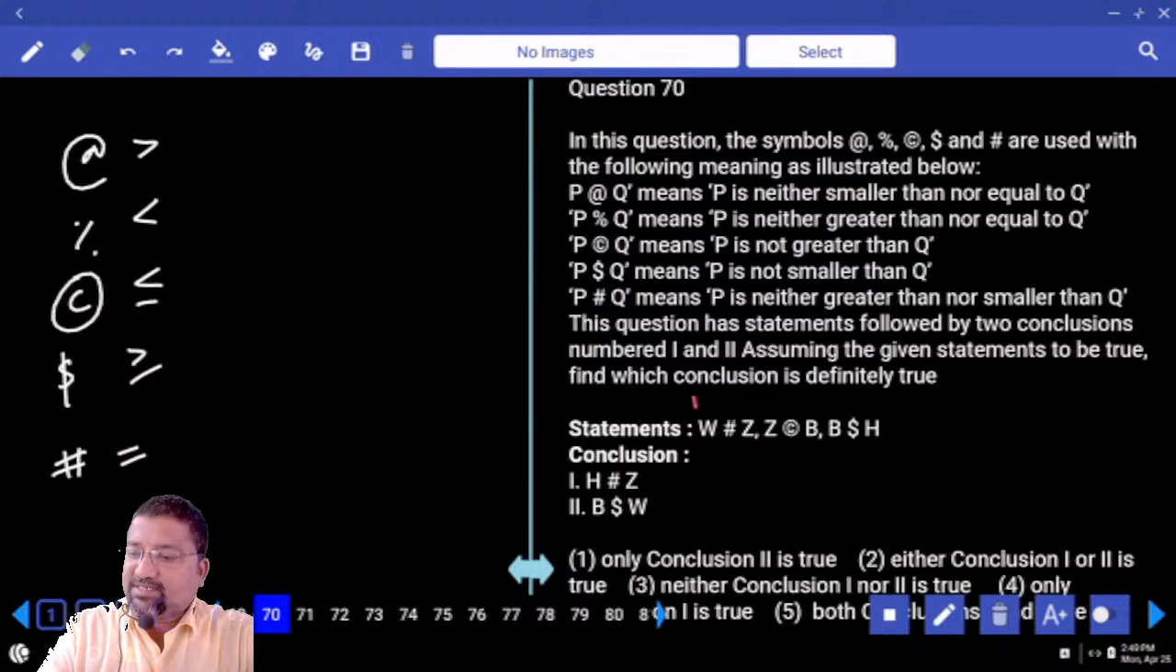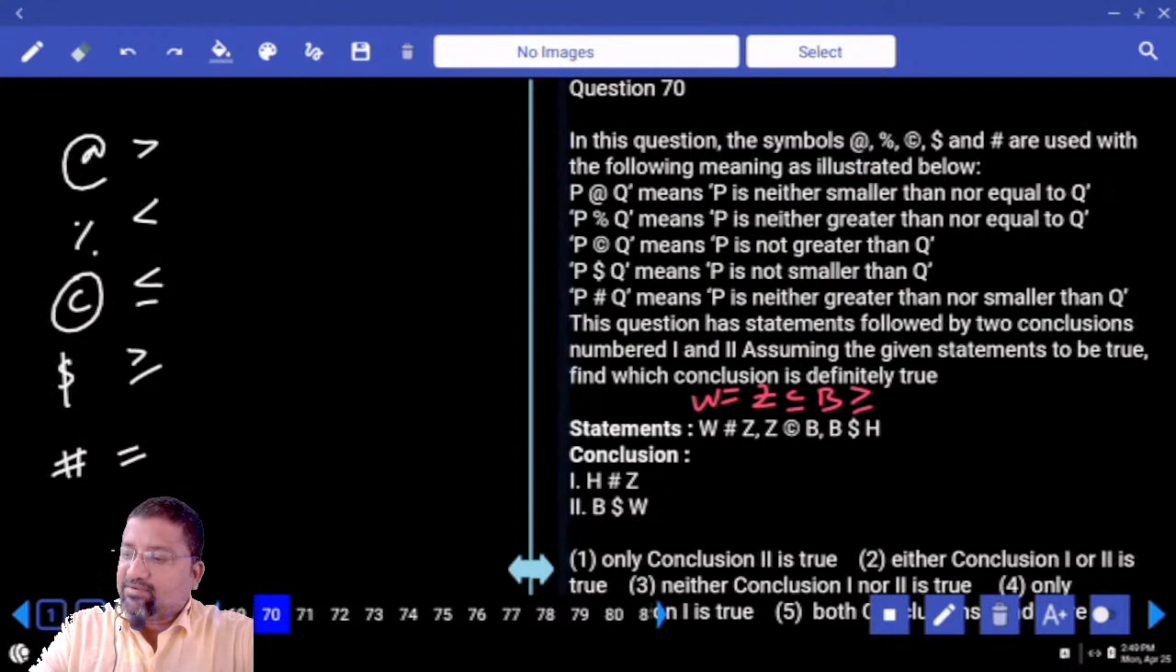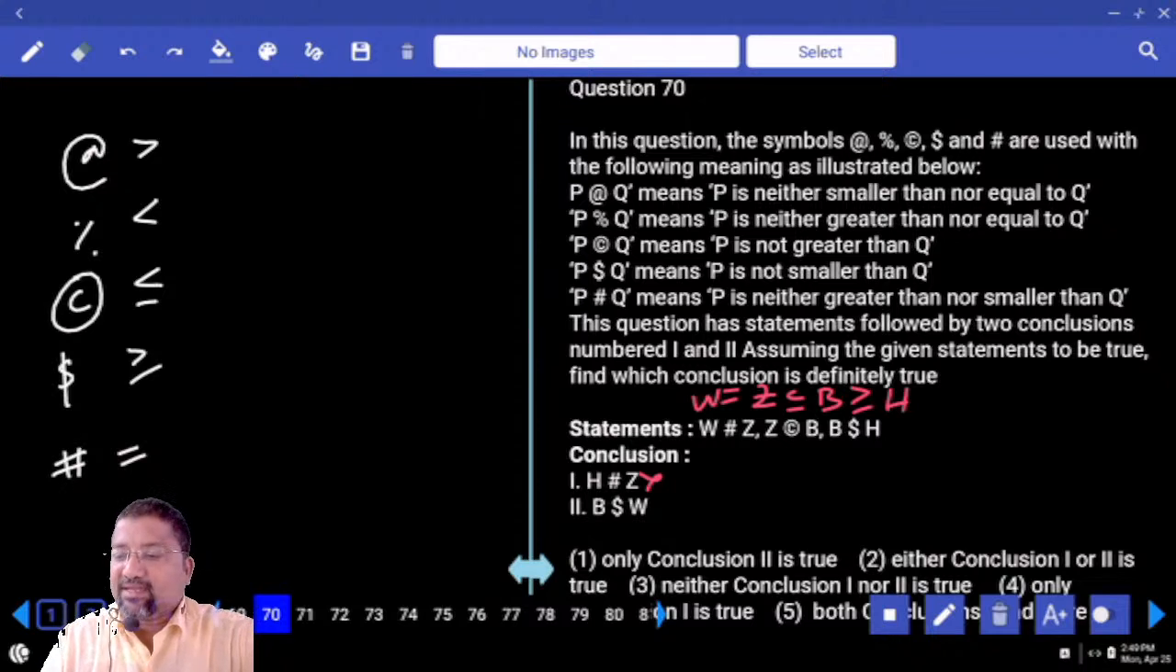W hash Z. W equals to Z. Z copyright, less than or equals to B. B dollar, greater than or equals to H. H and Z, opposite symbols. B and W, what does dollar mean? Greater than or equals to. B greater than or equals to W? Absolutely yes. B greater than or equals to Z, and Z is equals to W. So automatically B is greater than or equals to W. What's the answer? Only 2.